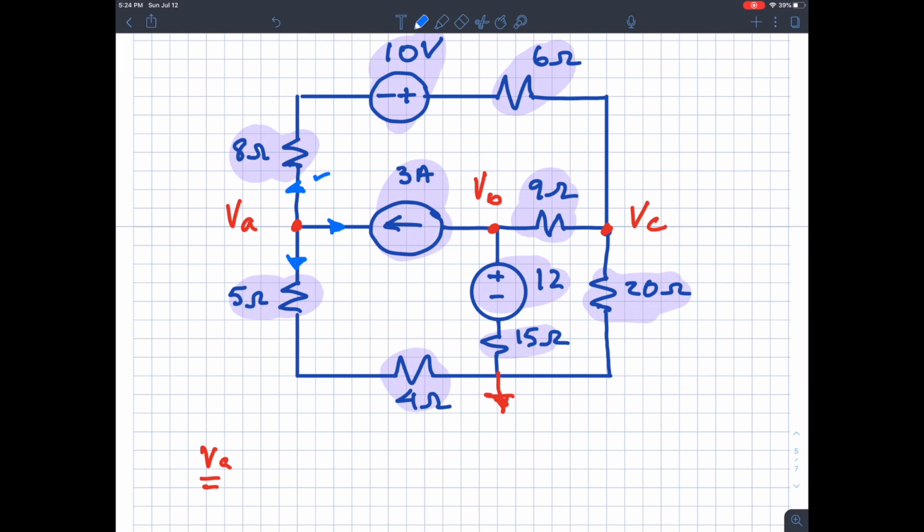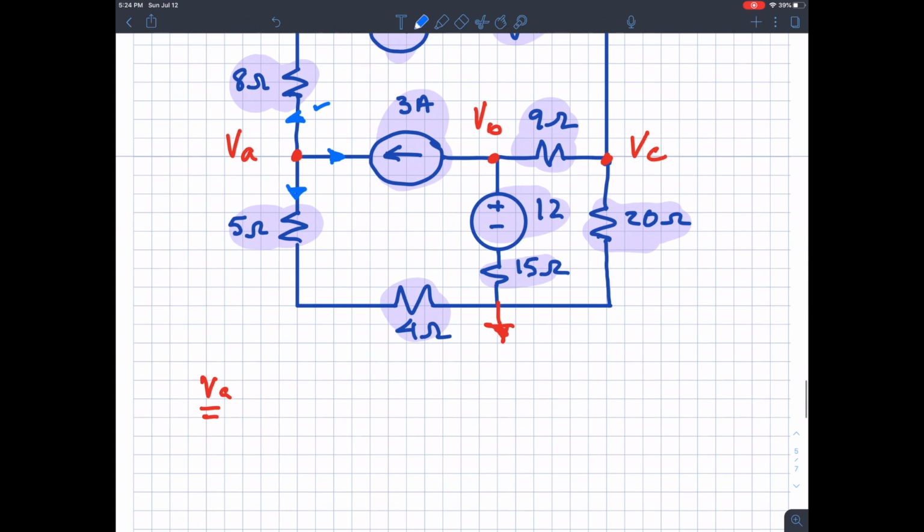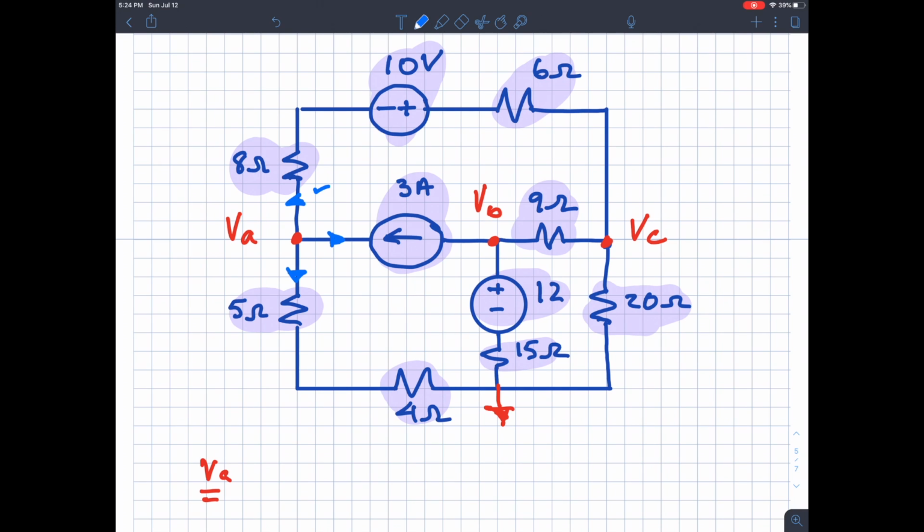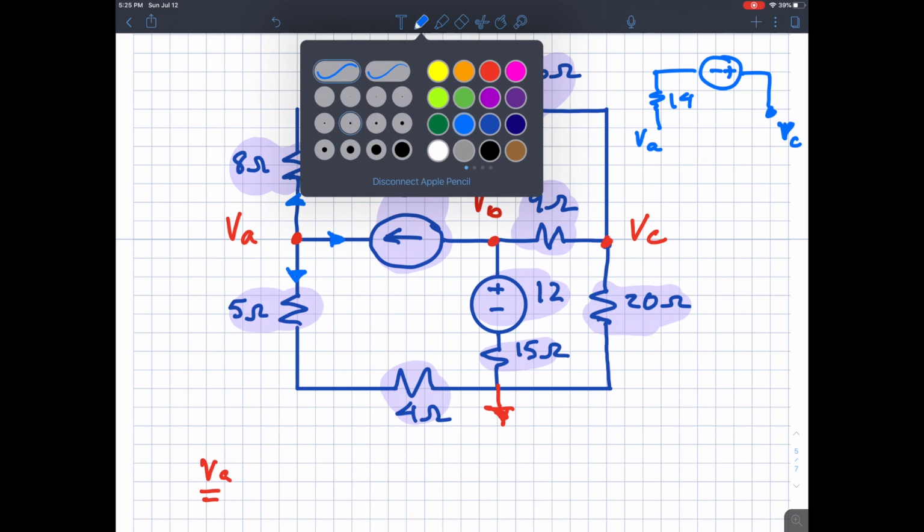We notice here that this branch has a couple of resistors in it and a voltage source. So mentally I replace this with an equivalent resistance. 8 plus 6 is 14, and then the 10 volts. And then this would be VC and VA. If I have that, I can then move the dot to the other side of the equivalent resistance. So let me change the dot to red.